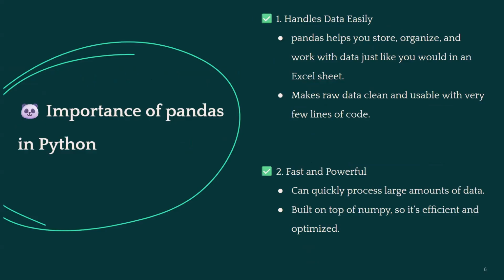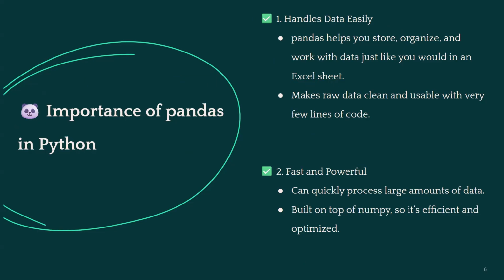Now, what's the importance of pandas in Python? The most important thing is that it handles data easily. You can easily store, organize, and work with data like you worked in Excel sheets. You can reuse data and handle it easily, cleaning up raw data and making it usable in a few lines of code. So data handling becomes easy when pandas comes into use.